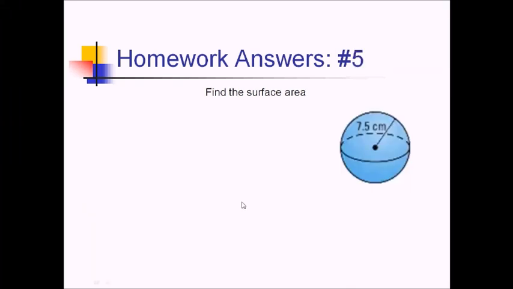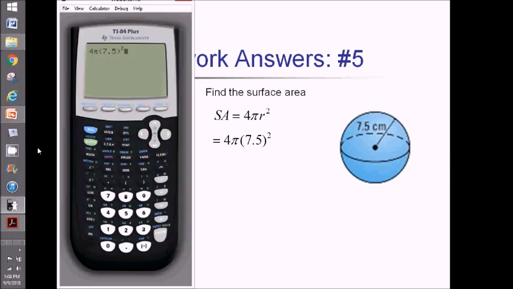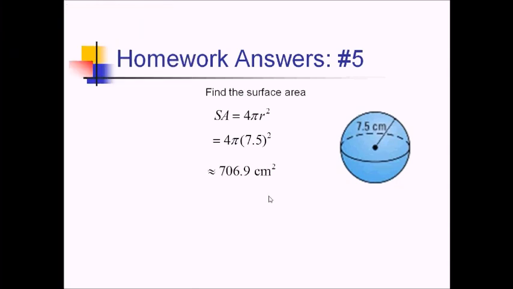For number 5, we're trying to find the surface area of this sphere. So we'll use our surface area formula, 4 pi r squared. The radius they gave us, that's 7.5. Plugging that in the calculator here. That's going to come out to 706.9, and that's going to be square centimeters.